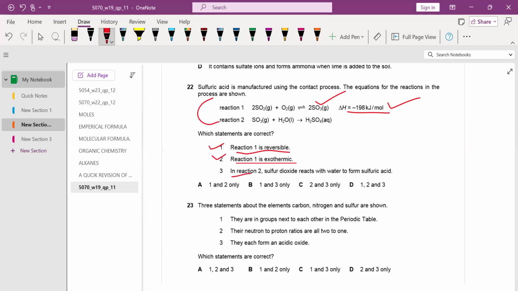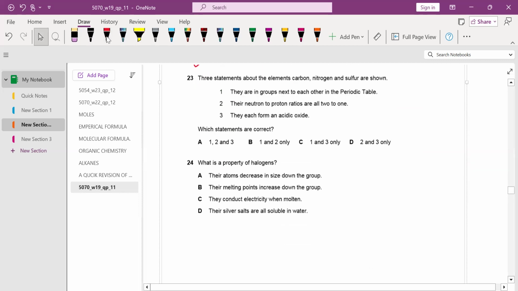Now the third statement is in reaction 2, sulfur dioxide. No, there isn't any sulfur dioxide, there is a sulfur trioxide. You can see this 3, I hope this is visible. So according to this, statements 1 and 2 are correct. Option A is correct for question number 22.